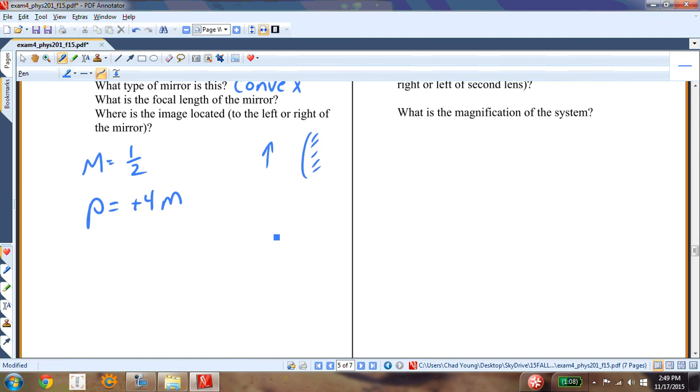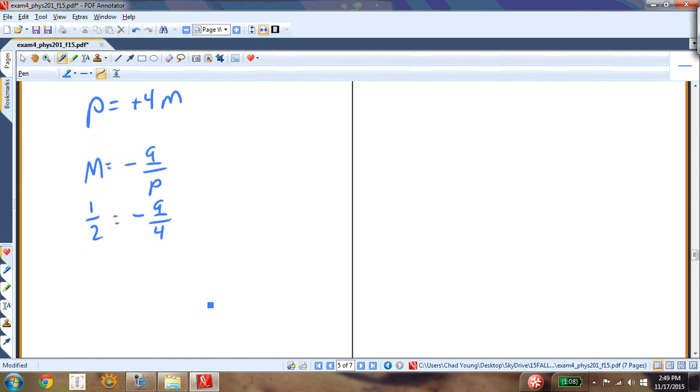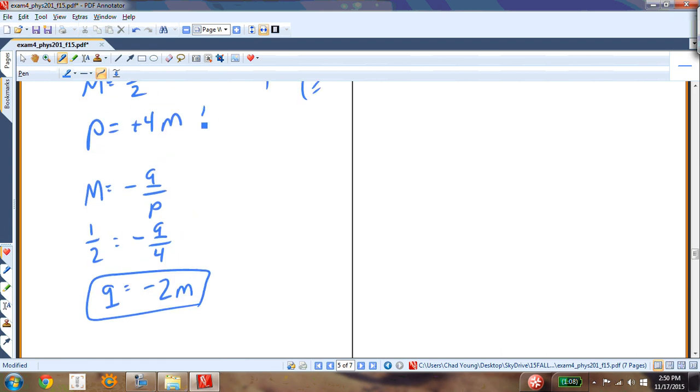Now I want to know the focal length of the mirror. So I know M is minus Q over P. 1/2 is minus Q over 4. So that means that Q is equal to, what, negative 2. That jives with what I know for convex mirrors, that they produce virtual images, and this is a virtual image. And then I also need to find the focal length, and it better come out negative because I know convex mirrors have negative focal lengths.